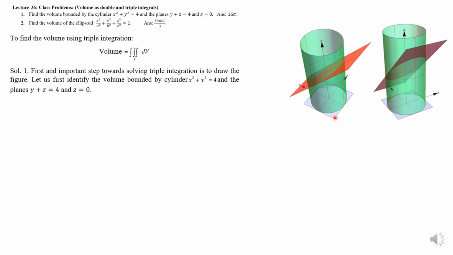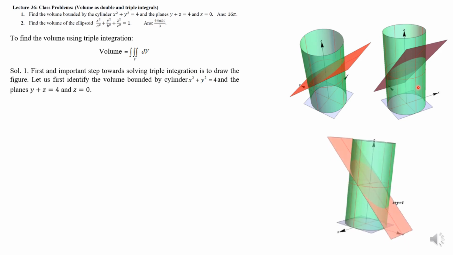Over here, this light blue color plane is z equals 0, and y plus z equals 4 is this plane. So we have to find the volume. These are the same figure from two different directions. We have to find the volume enclosed in this region, so all we have to do is integrate the function within this region.